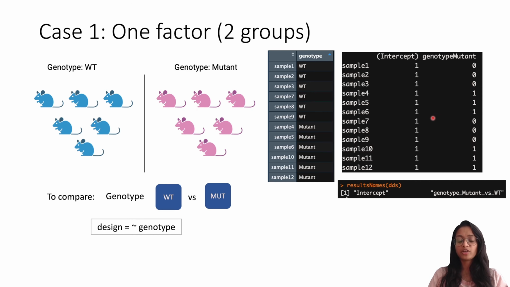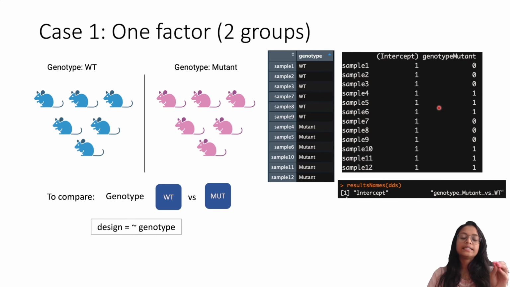And this design matrix is a part of the linear model that DESeq2 fits to the count data. Each row in the matrix corresponds to a sample, and the columns correspond to the coefficients, that is the intercept and the condition, or the genotype in this case.